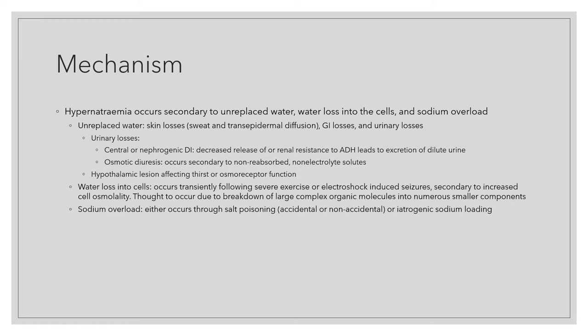urine. Second potential subclassification here is osmotic diuresis. That occurs secondary to non-reabsorbed non-electrolyte solutes such as glucose or mannitol. Now within the unreplaced water section we have hypothalamic lesion, which is affecting thirst or also osmoreceptor function.